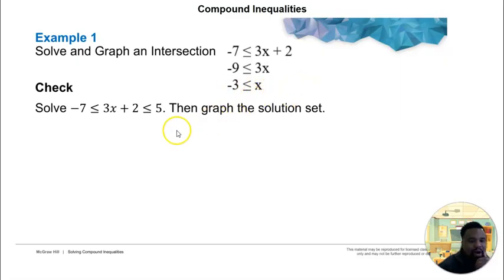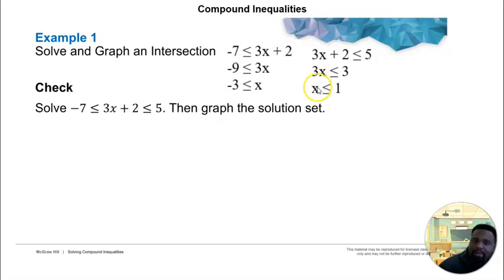Now that we've got that part, we ignore this and focus on this part, and solve for x. Subtract 2 on both sides. 5 minus 2 is 3. Then divide both sides by 3. 3 divided by 3 is 1, so x is less than or equal to 1. So our compound inequality will be x is greater than or equal to -3 and less than or equal to 1.